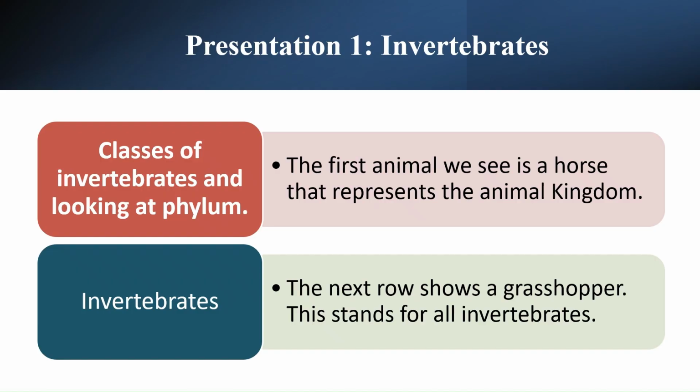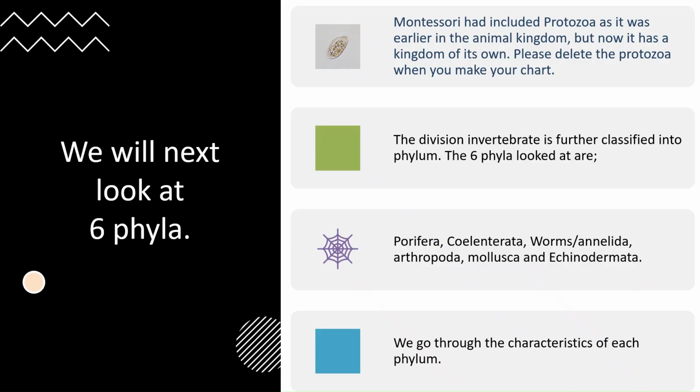Presentation 1, invertebrates, the classes of invertebrates and looking at phylum. The first animal we see is a horse that represents the animal kingdom. In the next row, we have a grasshopper, and this stands for all invertebrates. We will next look at 6 phyla.